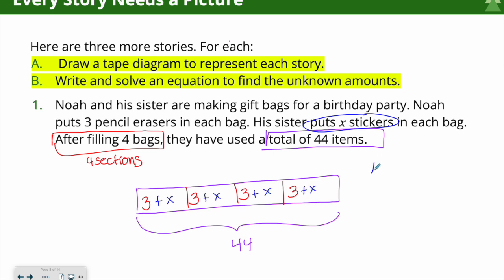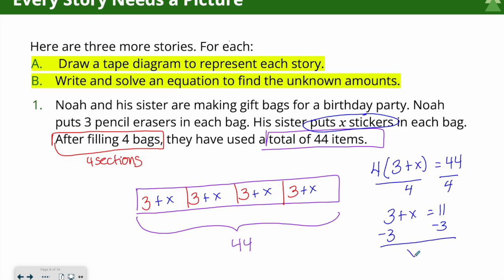Equation then, we have 4 groups of 3 plus X is equal to 44. We could distribute or we could divide. If I divide both sides by 4, I get one group of 3 plus x is equal to 11. So we're going to take away the 3 erasers to figure out that there are 8 stickers in each bag.